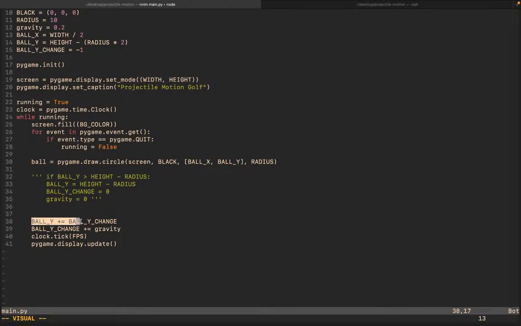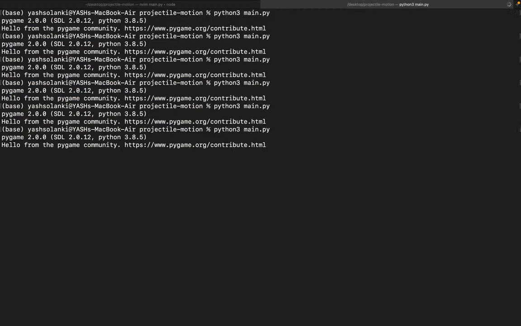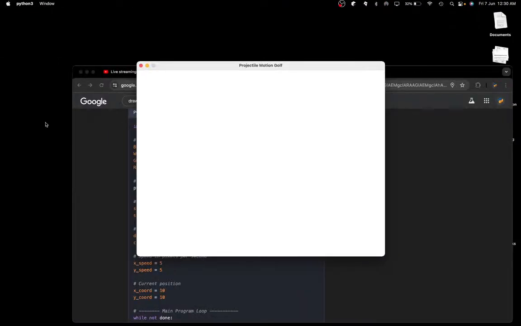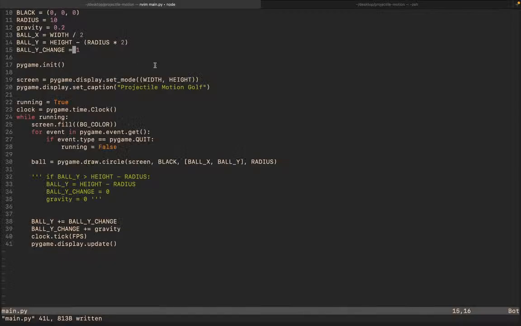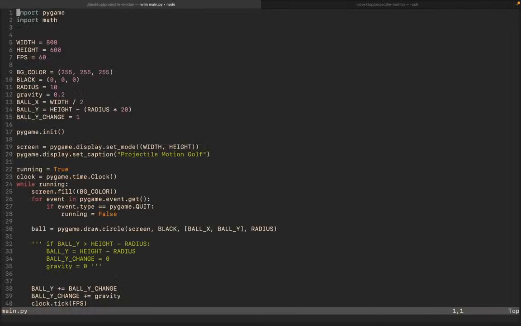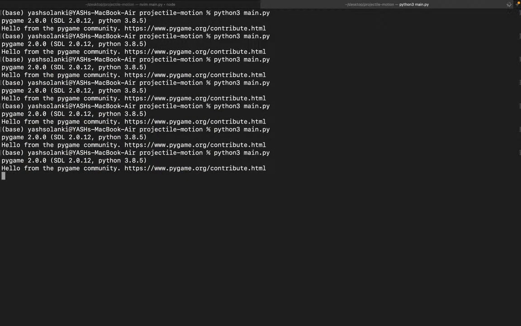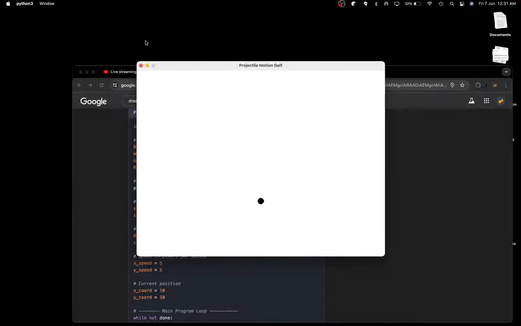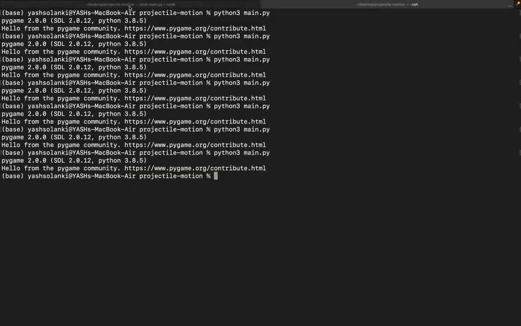So what I'm doing is ball y plus equals ball y change. Ball y change is still -1. Why is the ball then going down? Okay, let's just set it to +1. The ball is still going down. Another thing that I'm going to do is just make this 20 again. I want to get some room and actually understand what's going on. Alright, I get that, but why is it still falling down?